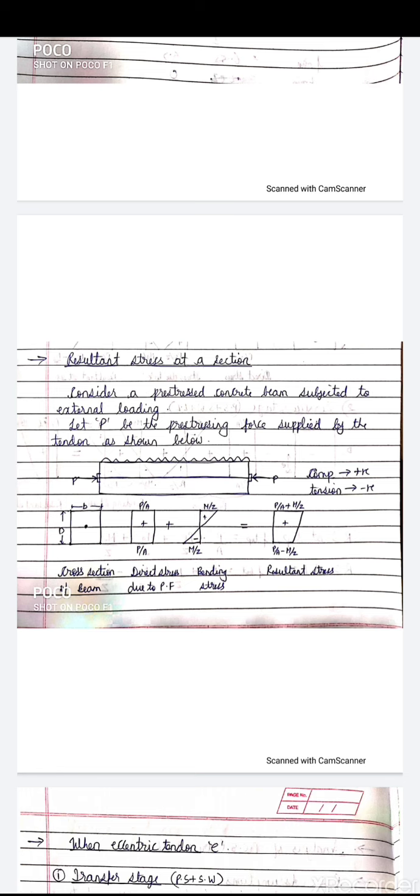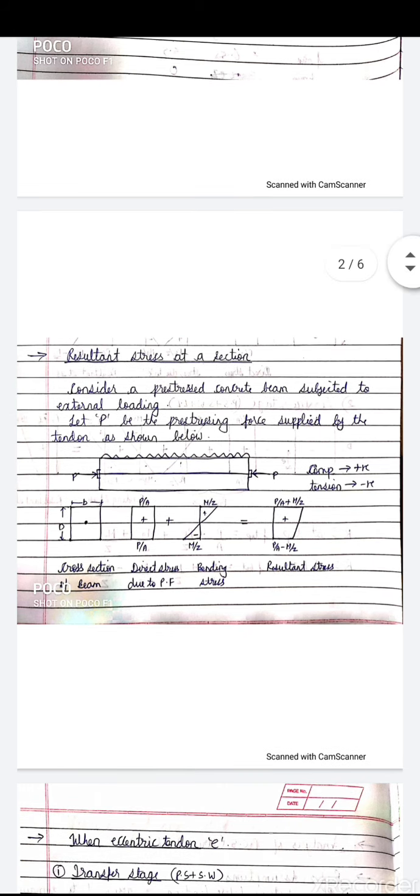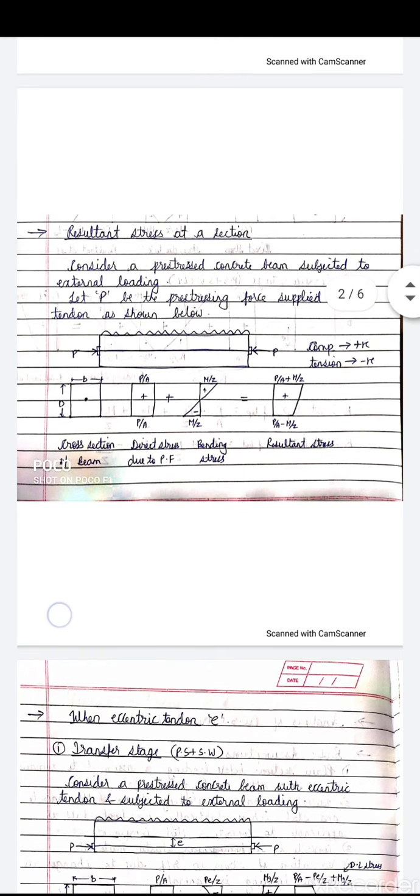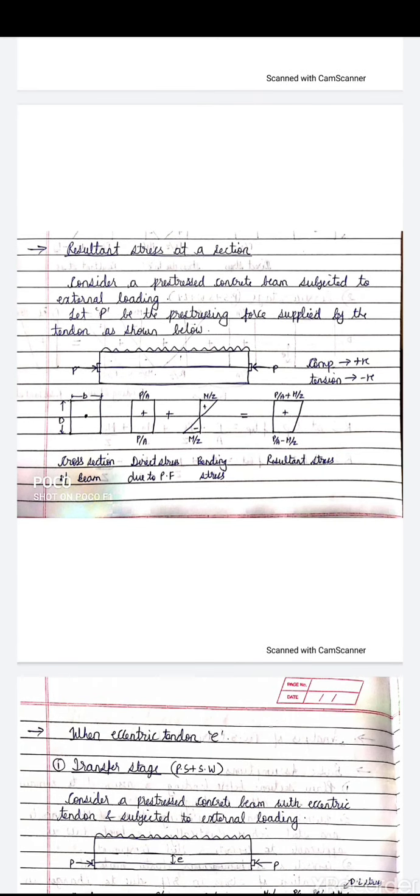So next you have, due to the external loading, bending stresses. So what happens when due to external load your top fibers are in compression and your bottom fibers will be in tension. So that is the reason at the top you can see that it is plus and at the bottom it is minus. So your resultant stress distribution diagram is nothing but the summation at the top and bottom. So at the top the summation is P by A plus M by Z, and at the bottom it is P by A minus M by Z. Hope it is clear.